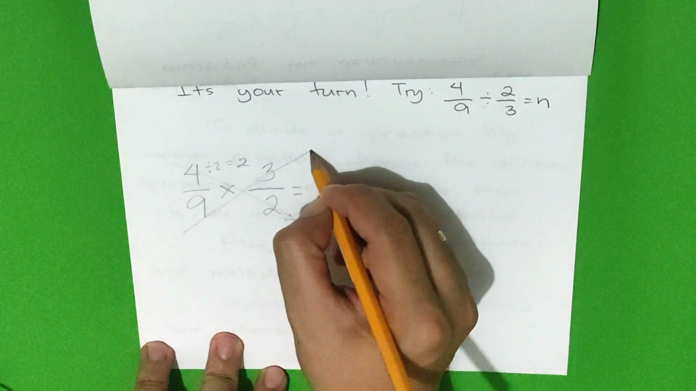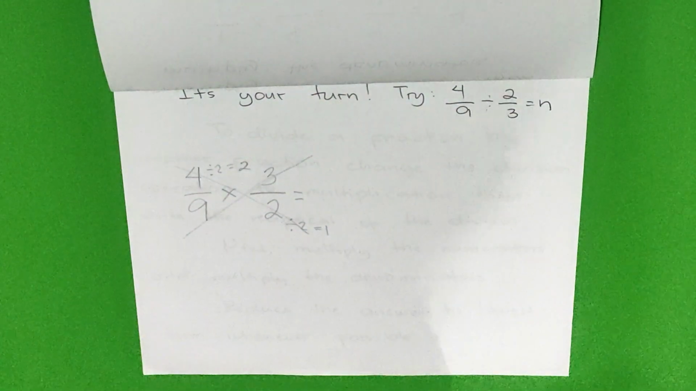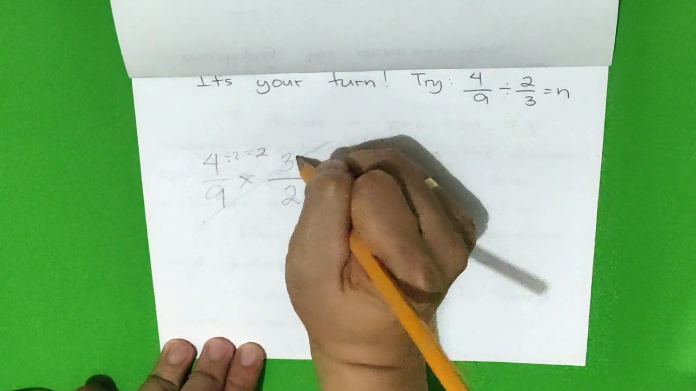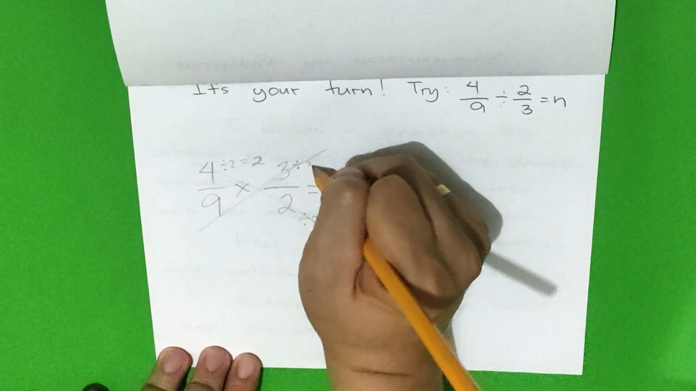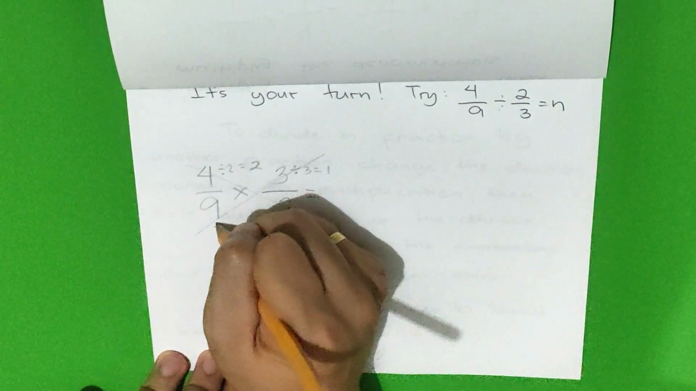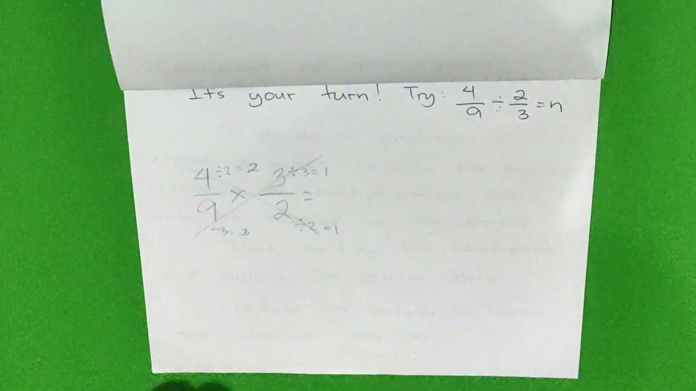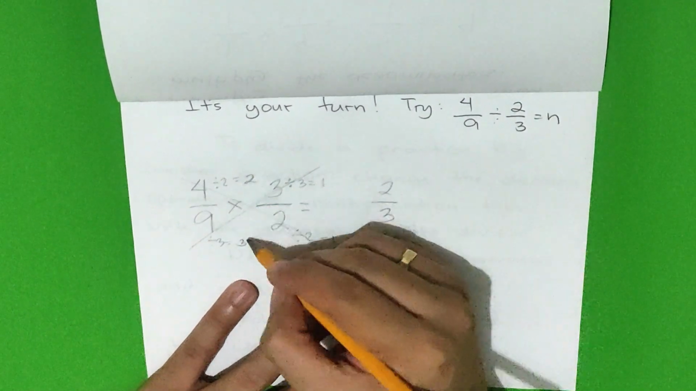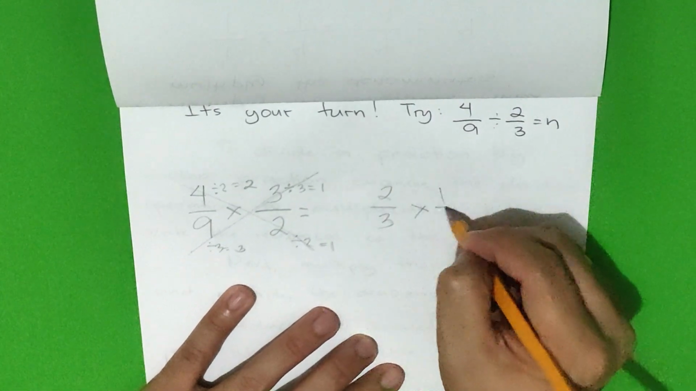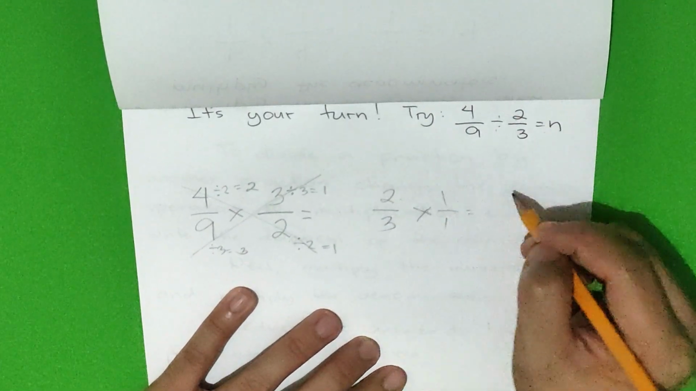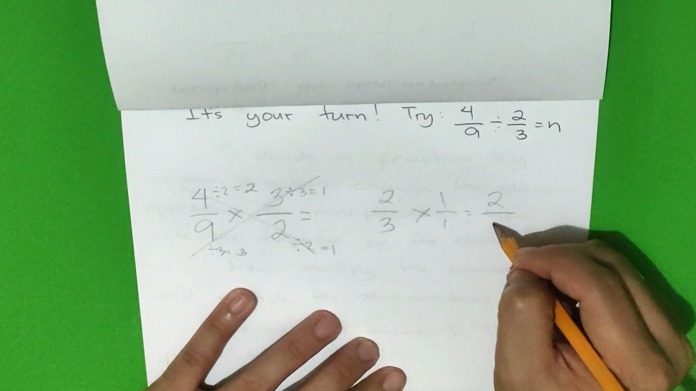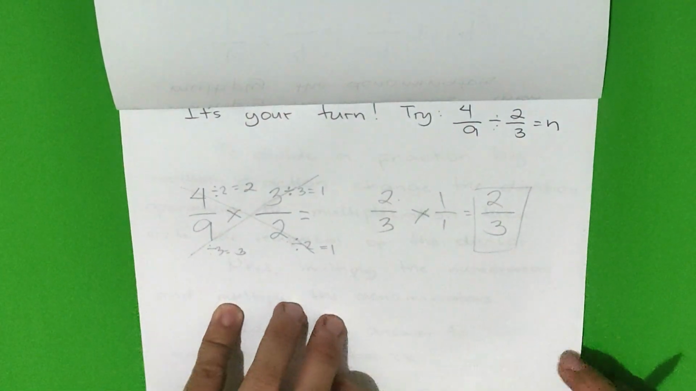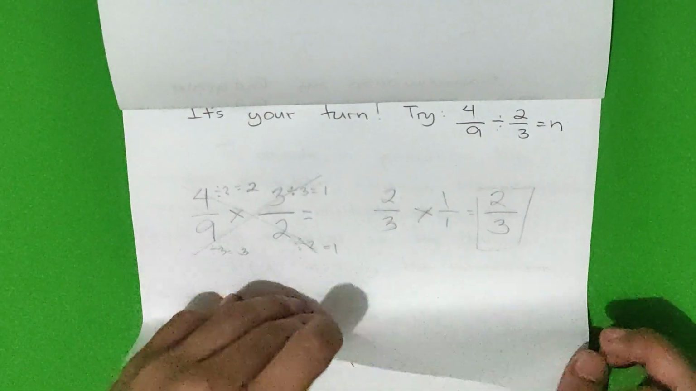Next, 3 and 9. Think of a number that we can divide both 3 and 9 by without a remainder. Again, you got it. 3. 3 divided by 3 is equal to 1, and 9 divided by 3 is equal to 3. So this is our new set of fractions. 2/3 times 1. So 2 times 1 is 2, and 3 times 1 is 3. So this is our answer. If your answer is 2/3, you got it.